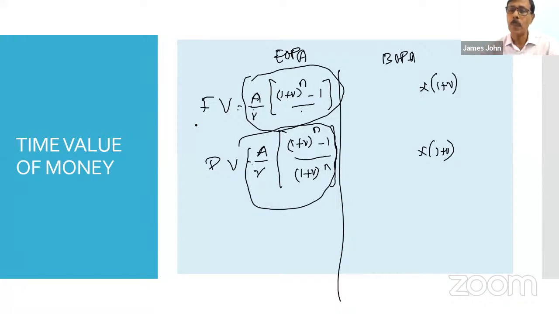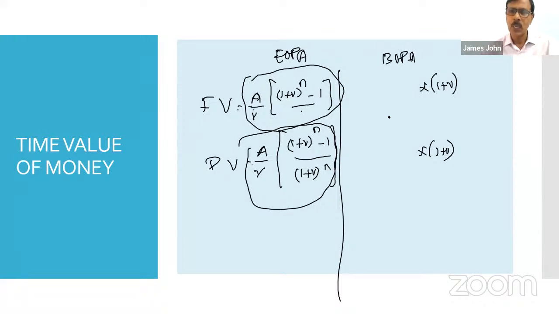Sir, why do we have to multiply by 1 plus R? In the case of beginning of the period annuity, you are making the payment or getting the receipt at the beginning. So it fetches interest from the beginning. Understand? In a recurring deposit, you make the deposit at the end of the month. If it is a beginning annuity, you make the deposit at the beginning, so that amount starts fetching interest from the beginning. Therefore, the present value and future value of the beginning of the period annuity will be more than the end of the period annuity, because you are multiplying with 1 plus R also.